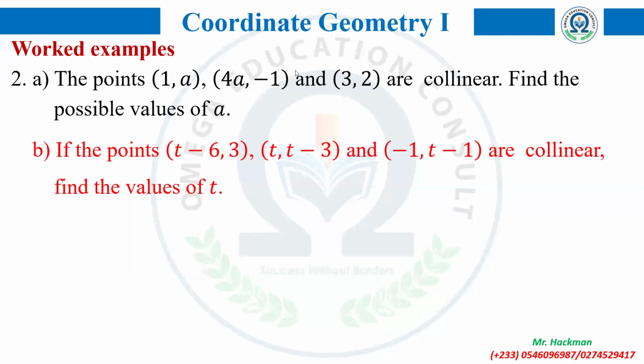In today's meeting, we are going to continue with the lesson on coordinate geometry 1. We'll continue from where we left off in our previous meeting. In our previous meeting, remember, we looked at how to find the perpendicular distance from a point to a given line. And we equally looked at how to determine whether 3 or more points are collinear. So that is where we are going to continue from.